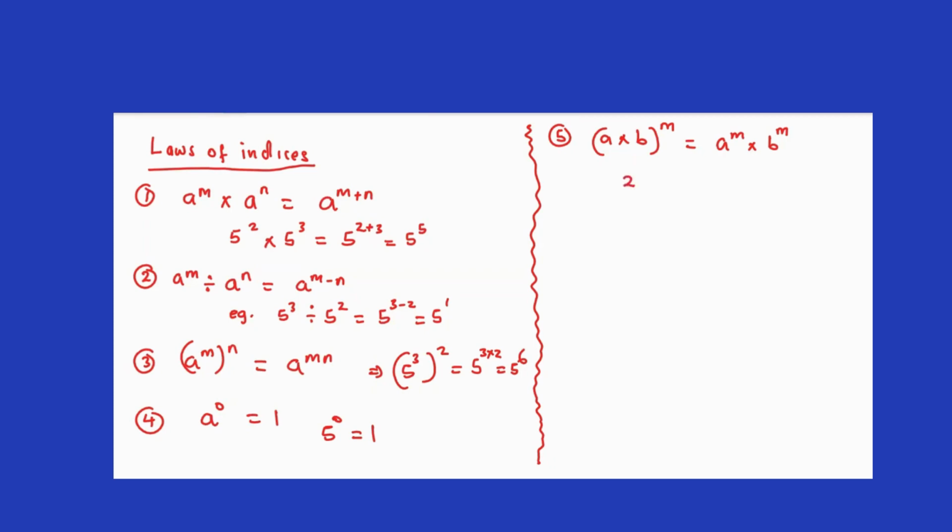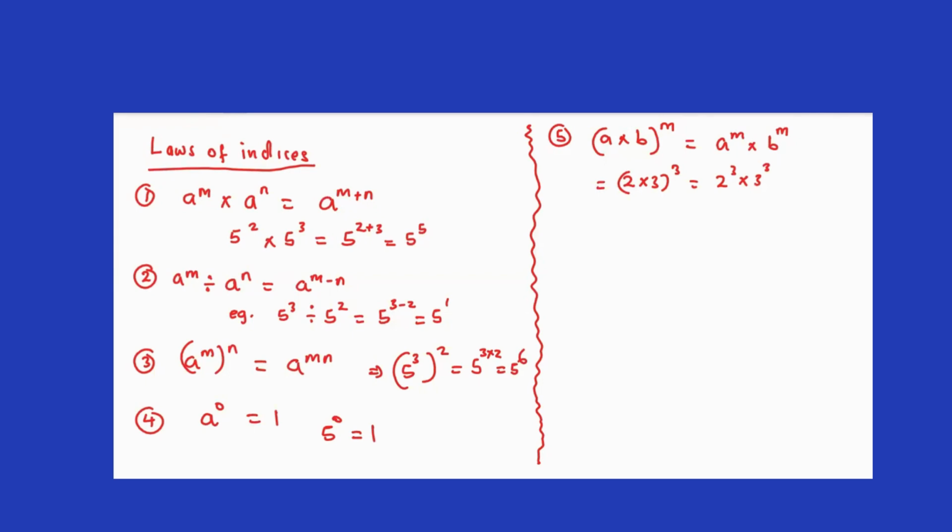Yes, so 2 times 3, raised to power 3, will be equal to 2 raised power 3 multiplied by 3 raised power 3. So don't confuse this. This one is actually very, very confusing, and therefore you've gotten the hint there.